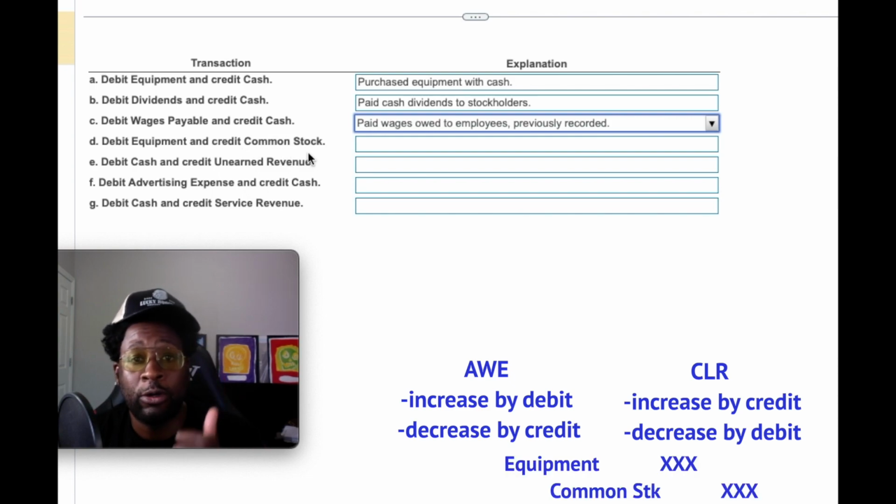Okay, equipment is an asset and it's being debited. So because it's an asset, it's in the all gang, and we know if we're debiting anything in the all gang, it's going up. So equipment is increasing in the business.